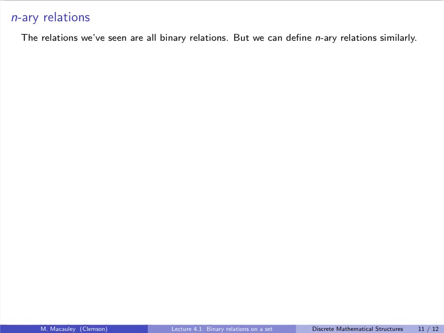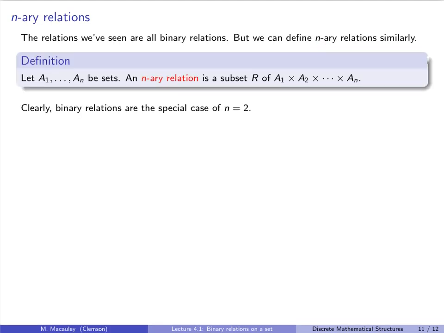I want to conclude this lecture by generalizing the notion of a binary relation to an N-ary relation. So if we have n sets, A1 up to AN, then an N-ary relation is any subset of the Cartesian product of these sets. Clearly, binary relations are the special case when n equals 2. And for binary relations, usually A1 and A2 are the same, but for N-ary relations, where they arise, often these things end up being different. And they do arise in database management systems.